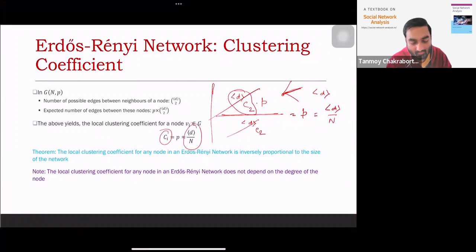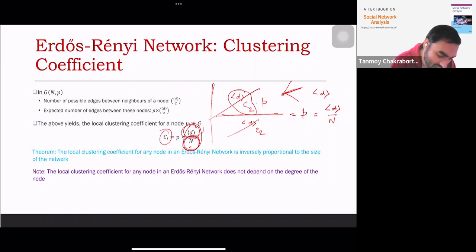This is very interesting. What is ⟨d⟩? ⟨d⟩ is the average degree, and n is the total number of nodes. So the average local clustering coefficient is not dependent on d, the number of neighbors of a node. Rather, it is dependent on the average degree present in the graph. So the local clustering coefficient of a random graph is inversely proportional to the network size.